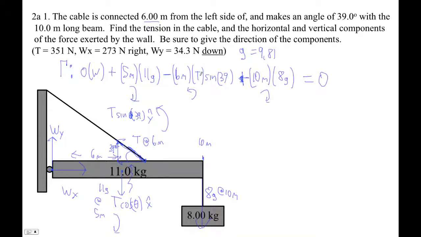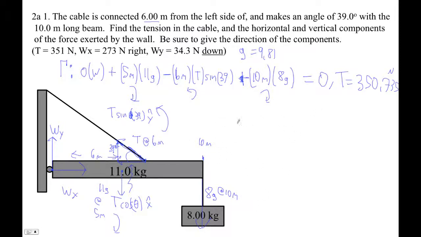This can be solved for t. So let's do that. 5 times 11 times 9.81 plus 10 times 8 times 9.81. I'm going to divide that by 6, divide by sine of 39, and voila, I should have the answer. Yeah, okay, there we go. So I'm getting that t is 358.735 newtons, which I will store in the variable t.